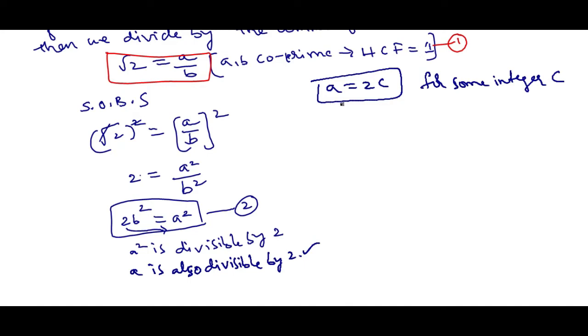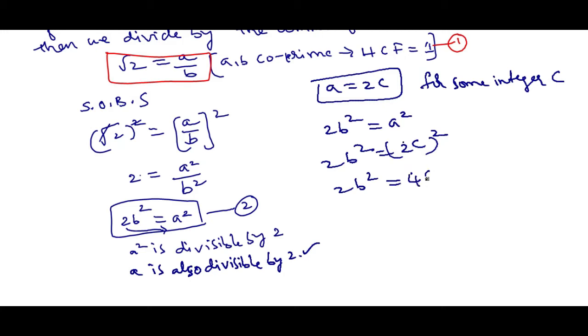Now you can substitute this a is equal to 2c in the second equation. What is the second equation? 2 times b square is equal to a square. Substituting the value of a as 2c, it will become 2c whole square. On the left side we have 2b square, and on the right, separating the square, 2 square means 4 and c square. If we transpose the 2 to the right side, we get 4c square by 2, so b square is equal to 2 times c square.